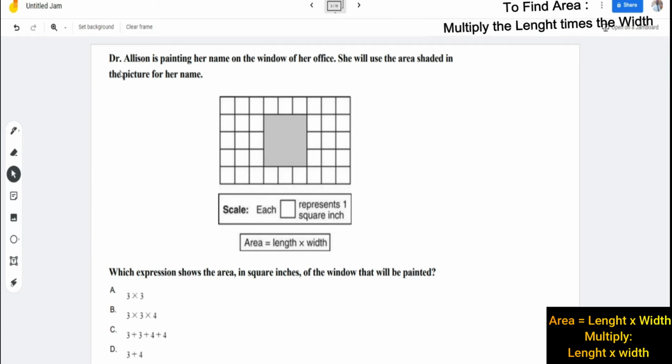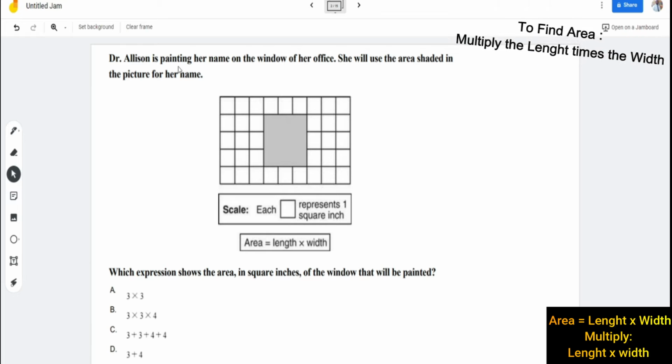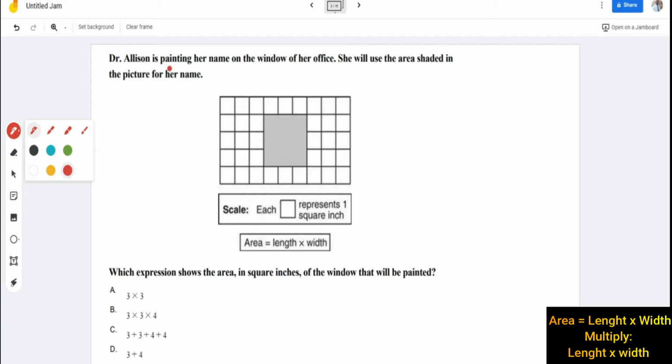Let's read this. Dr. Allison is painting her name on the window of her office. She will use the area shaded in the picture for her name. It's important for every student to read the instructions carefully, not to go straight and try to get the area. It says here, painting her name on the window of her office. She will use the area shaded. The area shaded is this one right here. It's not a whole rectangle.